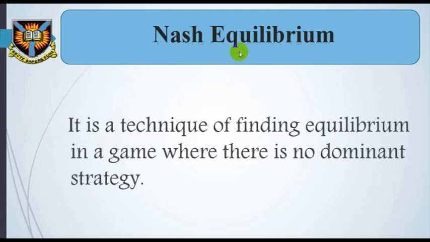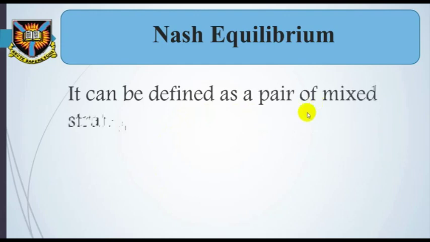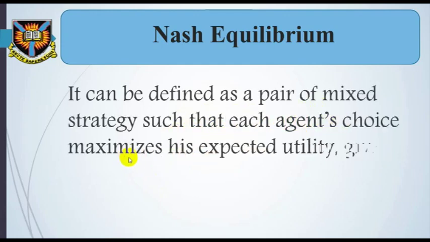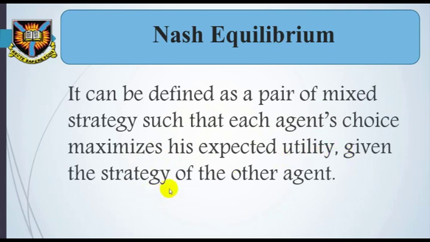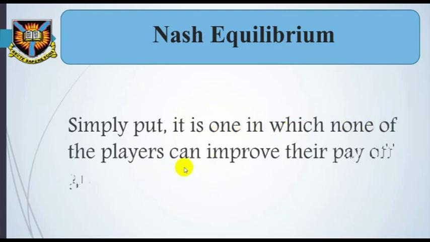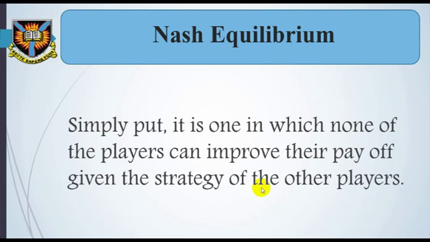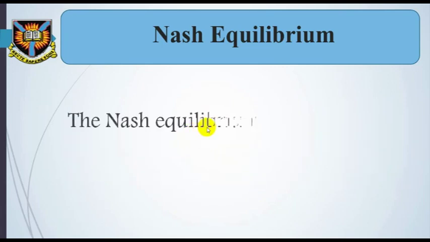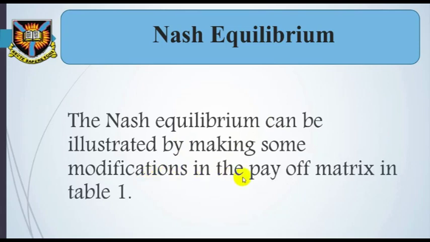Nash equilibrium. This is named after an American mathematician, John Nash, in 1951. It is a technique of finding equilibrium in a game where there is no dominant strategy. More formally, it can be defined as a pair of mixed strategies such that each agent's choice maximizes its expected utility given the strategy of the other agent. Simply put, it is one in which none of the players can improve their payoff given the strategy of the other players. The Nash equilibrium can be illustrated by making some modifications in the payoff matrix in Table 1.